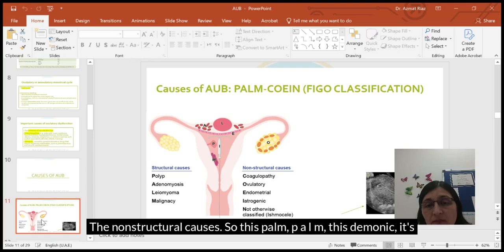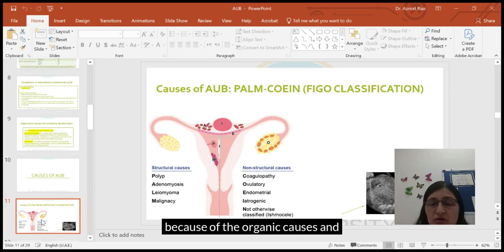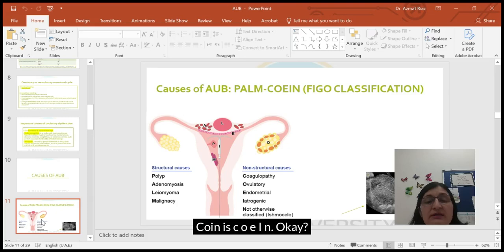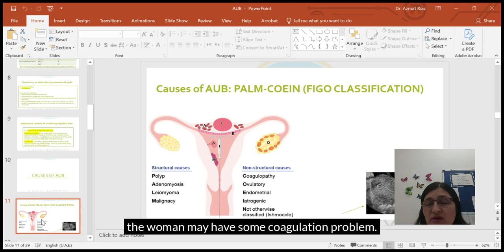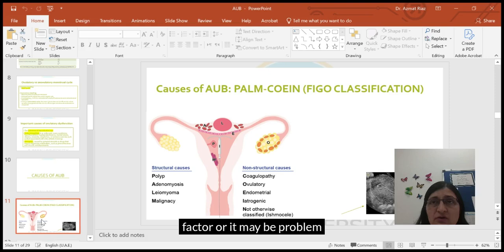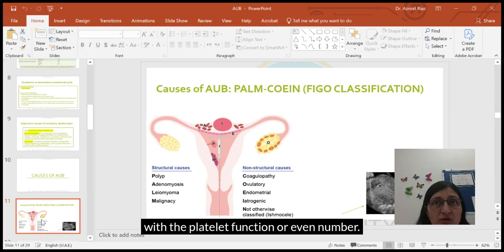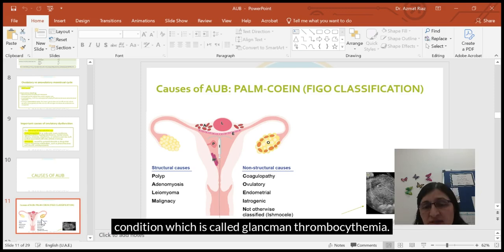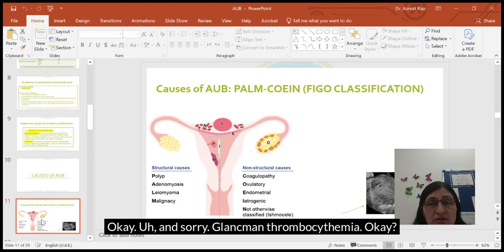Okay, then non-structural causes. So PALM, this part of the mnemonic, covers the organic, structural causes, and then COEIN covers the non-structural causes. Okay, C stands for coagulopathy, which means the woman may have some coagulation problem. Now, it can be because of a problem with the coagulation factors, or it may be a problem with the platelet function or even number. Okay, so for example, with platelet function disorders, there is a condition which is called Glanzmann thrombasthenia.